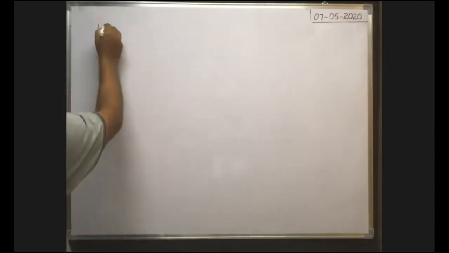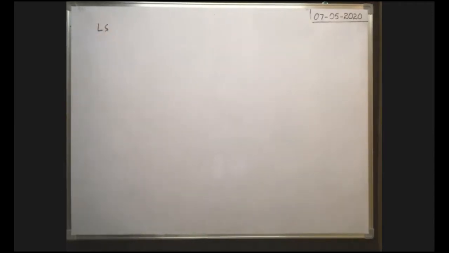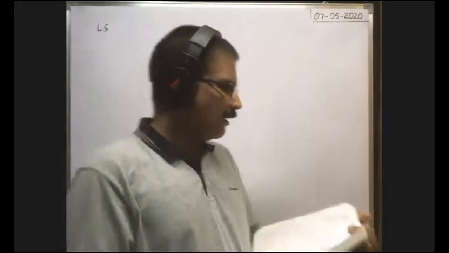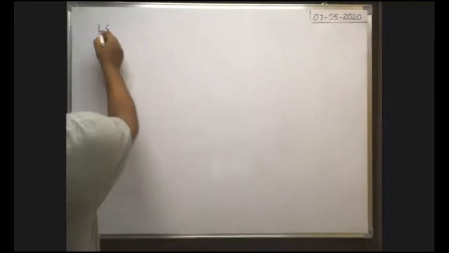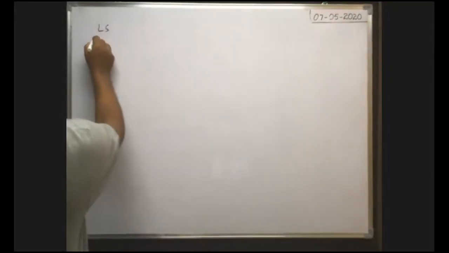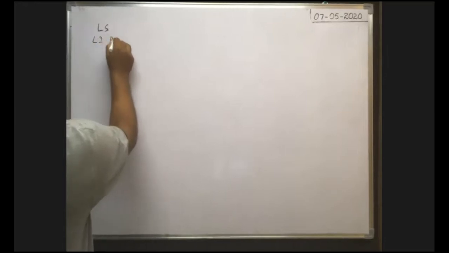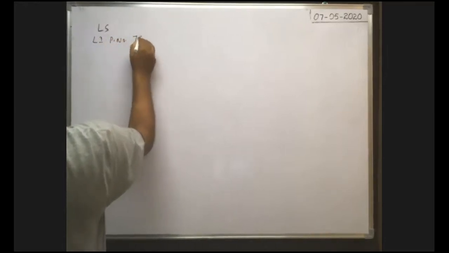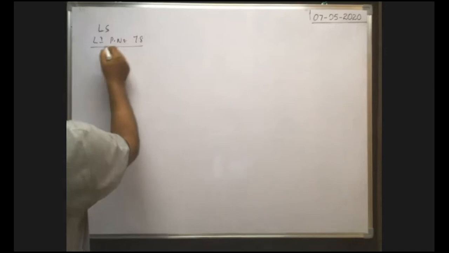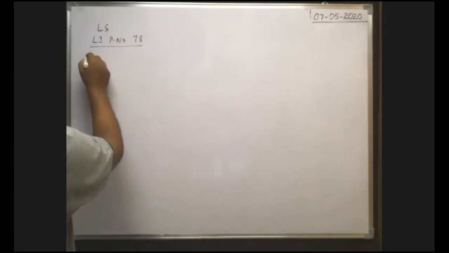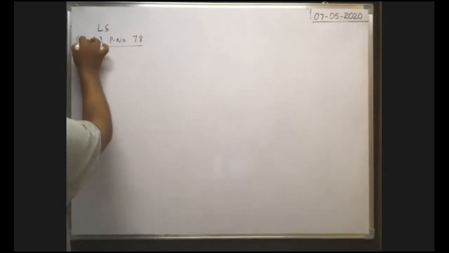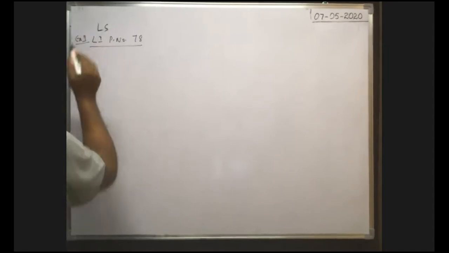Level 1. Here in our material, level 1 means somewhat easy problems. Level 2 means somewhat difficult, and they are advanced problems. So in level 1, we'll discuss some problems here. Page number 78, level 1, exercise 1, problem number 1.